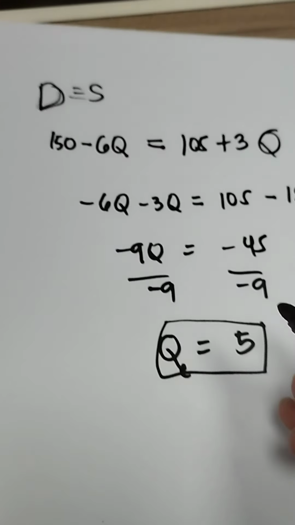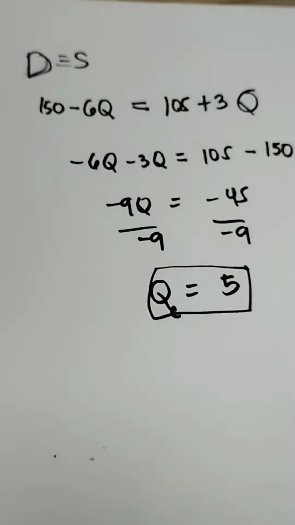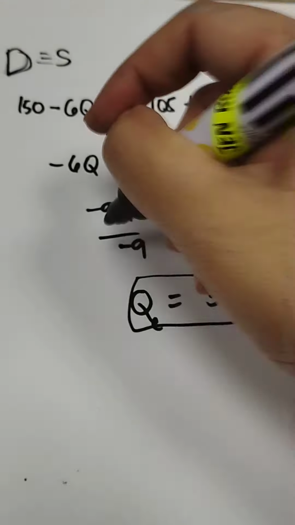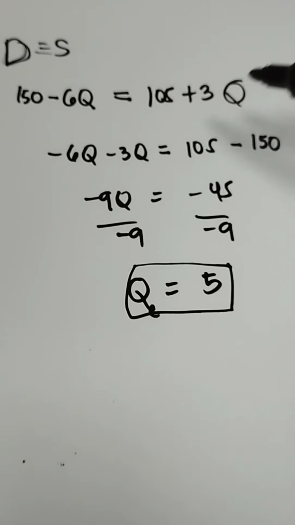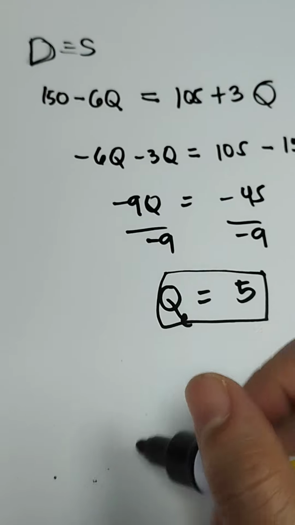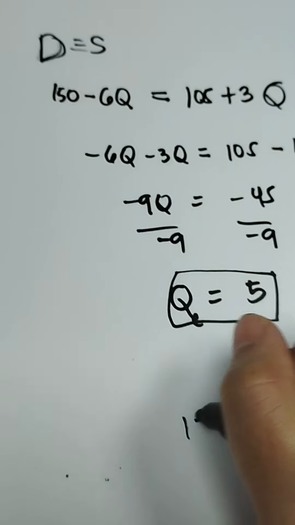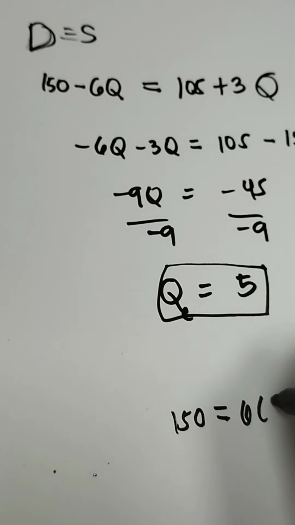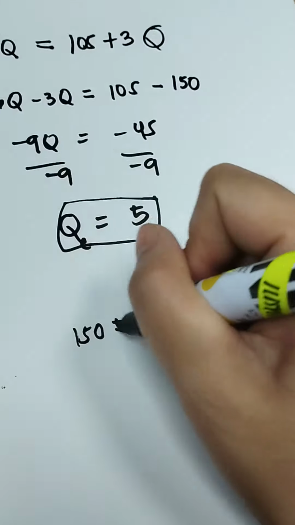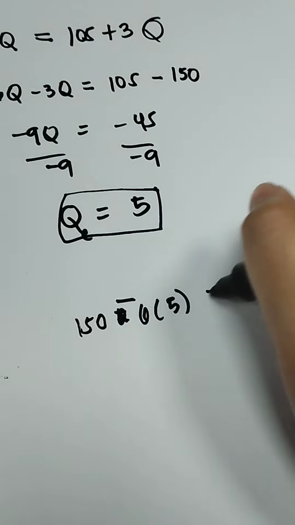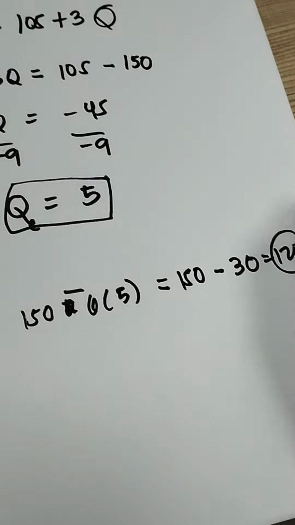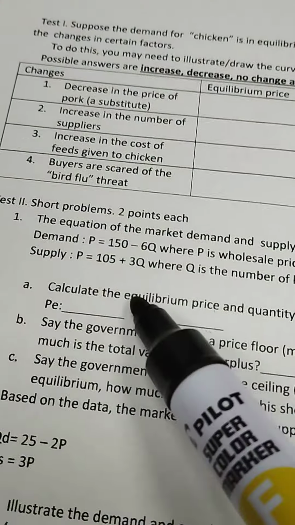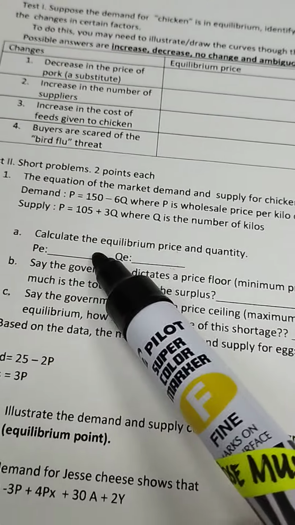And then to compute the equilibrium price, we just need to apply that number to any of the equations. You can use 150 minus 6 times 5 or 105 plus 3 times 5. Either way, you're going to arrive at the same answer. So P is equal to 150 minus 6 times 5, that is 150 minus 30, or the answer is 120. That is your equilibrium price, which is going to be your answer in this area.